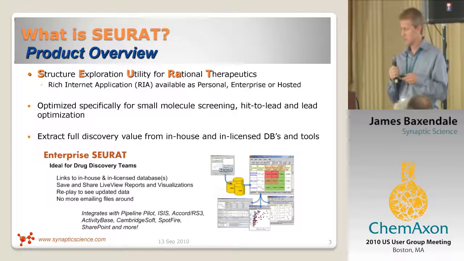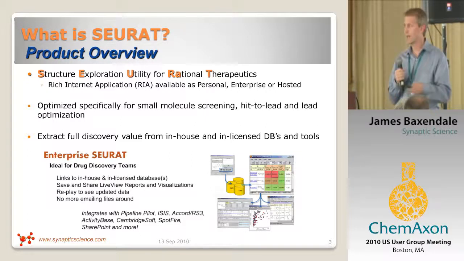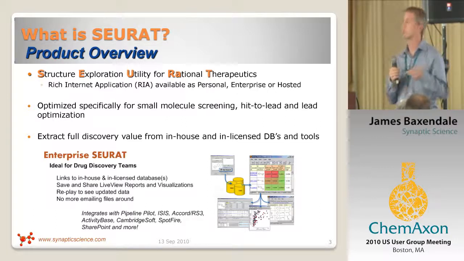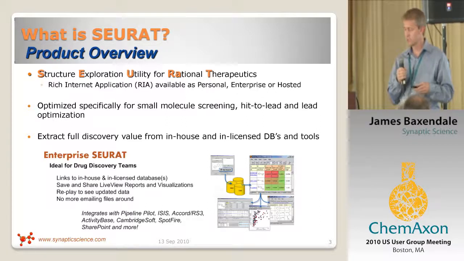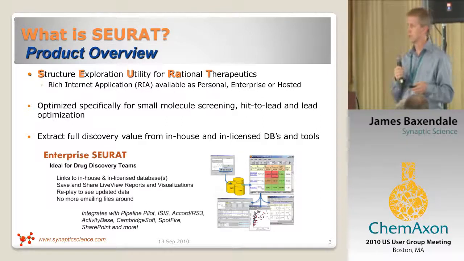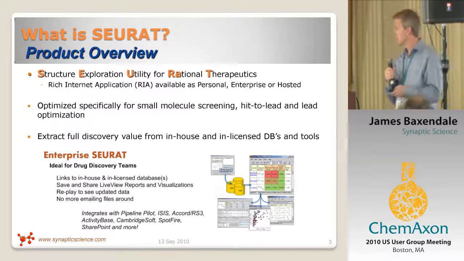But it's not just accessing a set of databases, it's also giving you access to all the tools that you may have already invested in. So in-licensed databases, as well as your primary therapeutic database, as well as pipelines that you might have developed in KNIME or in Pipeline Pilot, your own homegrown property calculation tools, or ones that you might have from ChemAxon or any of the other vendors that provide property calculation tools.